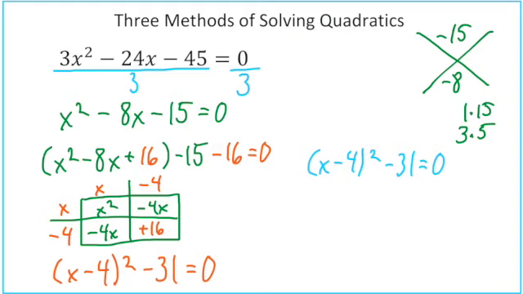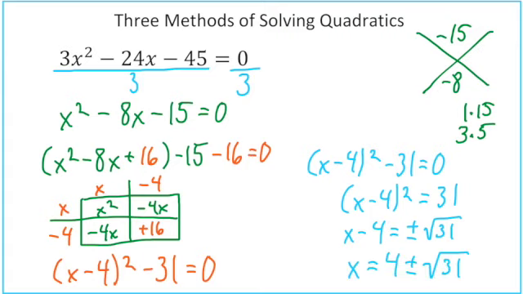We're going to move our negative 31 to the other side where it becomes positive. And when we take the square root of this, 31 is not a perfect square, and it cannot be simplified in any way. So the last step is just to move our negative 4 to the other side where it becomes positive, and there's our answer, 4 plus or minus radical 31.